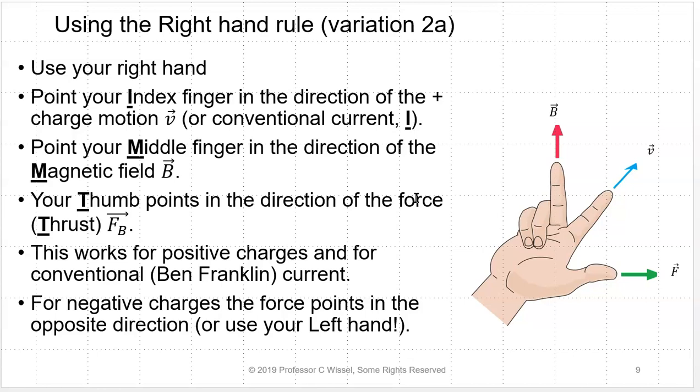You point your middle finger in the direction of the magnetic field B, M for middle and M for magnetic. Your thumb then points in the direction of the force, and a force is a thrust on the particle, and that's Fb. So thumb for thrust. This works for positive charges and for conventional current, which is defined by Benjamin Franklin. For negative charges, the force points in the opposite direction, or you use your left hand. And as far as I know, I'm the only one who does that, and it works every time.